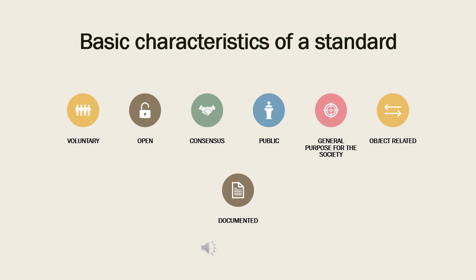And the last one is that it should be documented. A standard should be documented. That's one of its characteristics, such that whoever needs to make that product or see how it is made has a reference or a document that guides them on what constitutes that product.